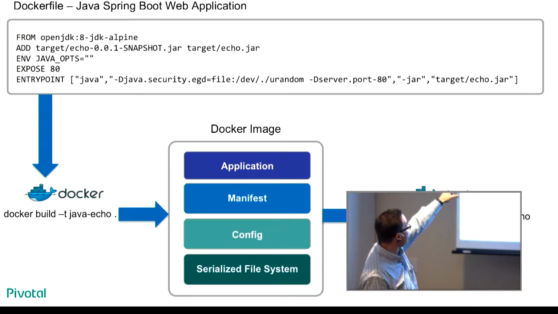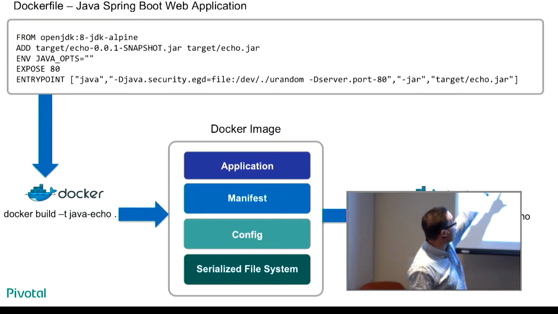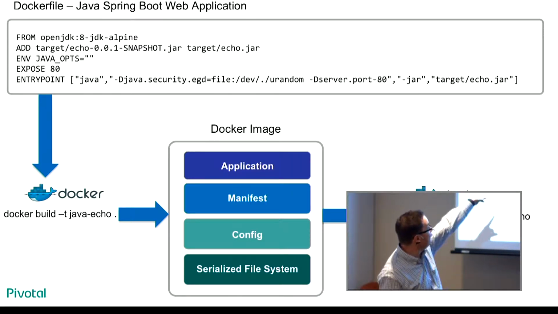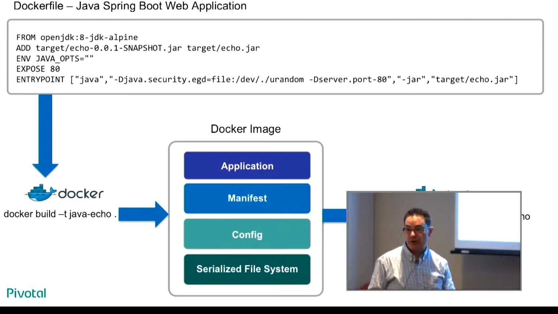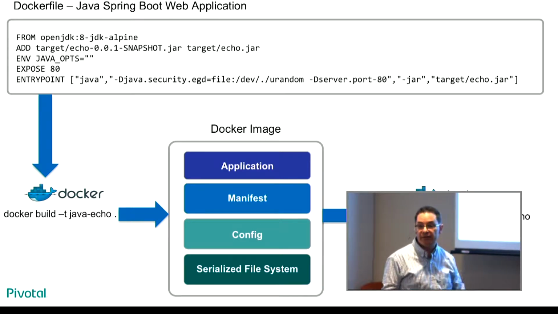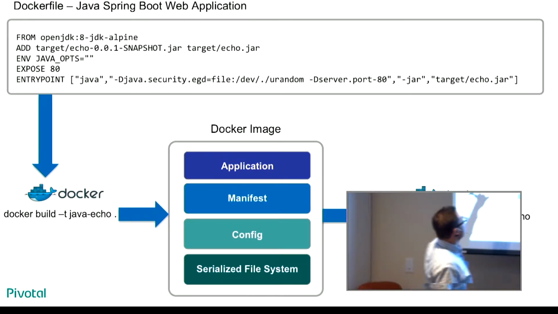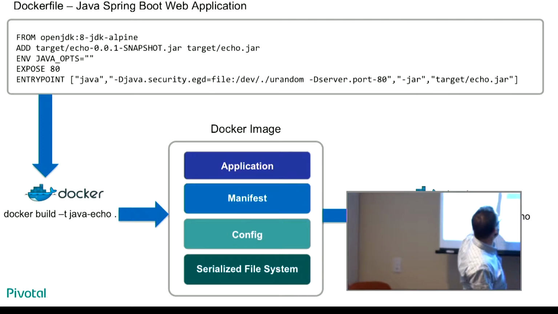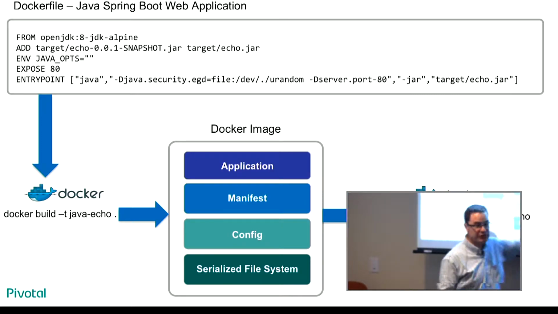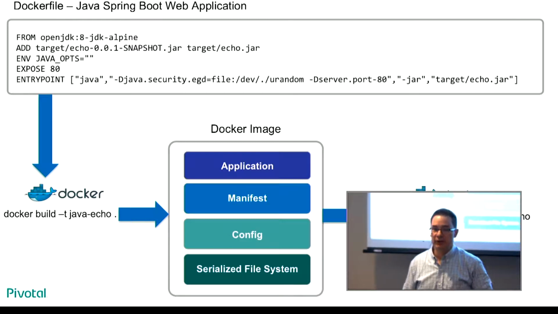The ADD is taking my local jar file and changing the name to echo and putting it in the target folder in the container. Then I'm setting an environment variable, JAVA_OPTS, to nothing, just the empty string, and I'm exposing port 80. And then the last piece is, how do I actually start my application, right? For those that aren't Java gurus, just think of this as the start command to do it. Okay, make sense?